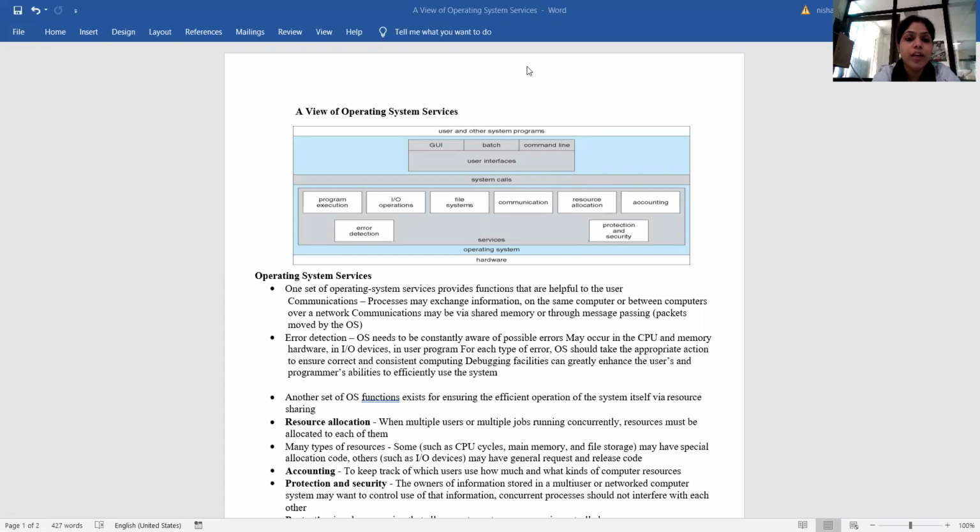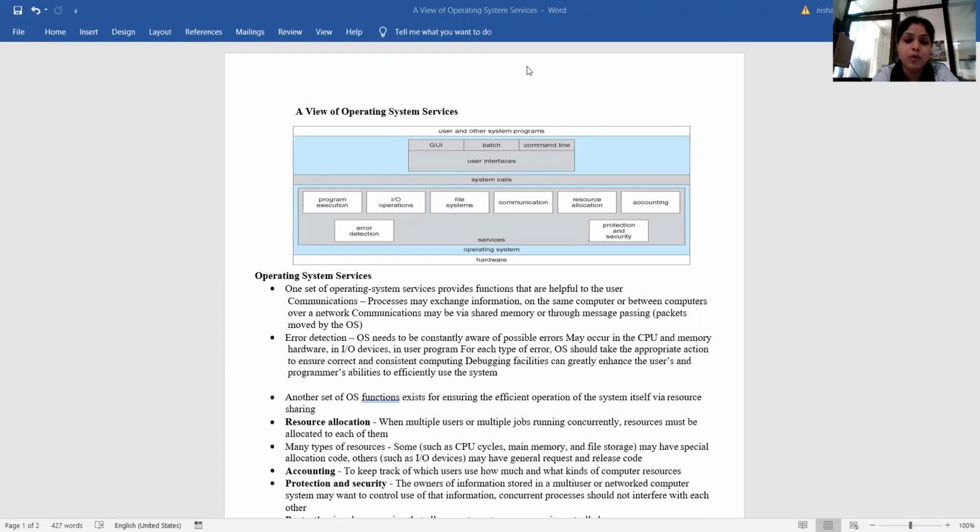Today our topic is operating system services. So what are operating system services and how can we view them? In this diagram we discuss all the things. How can we access the operating system services? Suppose the first one is hardware.